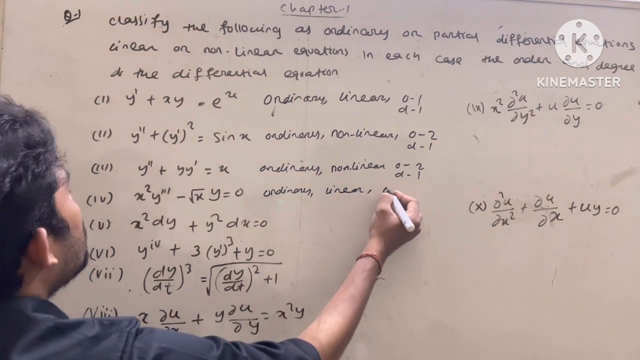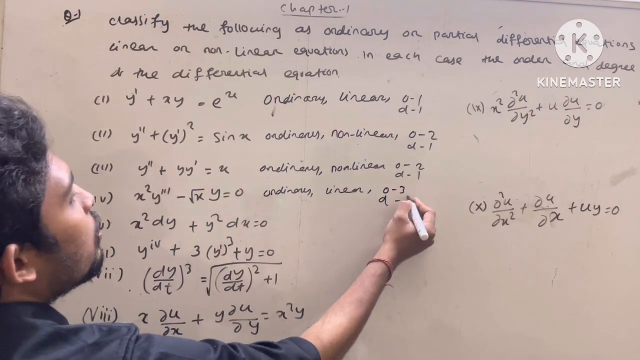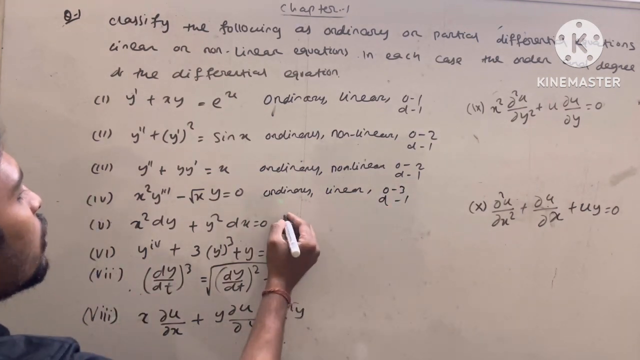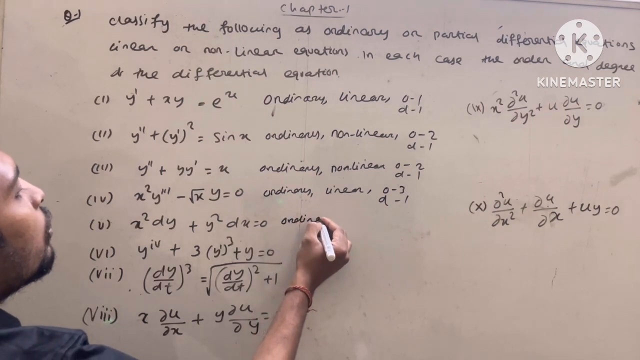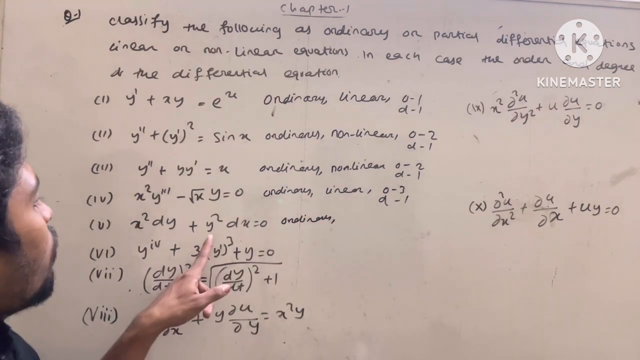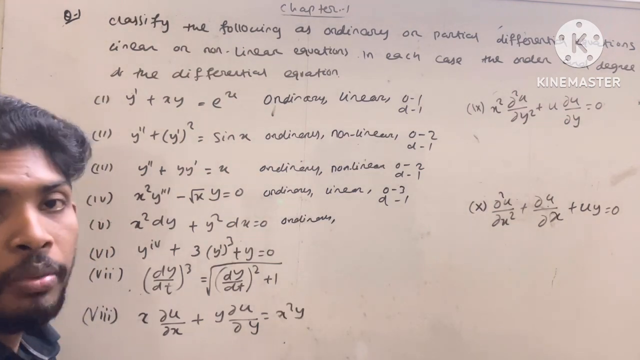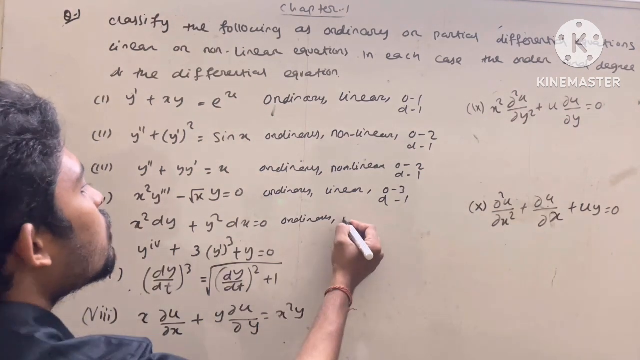And order is 3, degree is 1. x square dy plus y square dx, no doubt it is ordinary. But it is non-linear because of y square into dx. y is the dependent variable and its exponent is 2. So that's why this is non-linear.